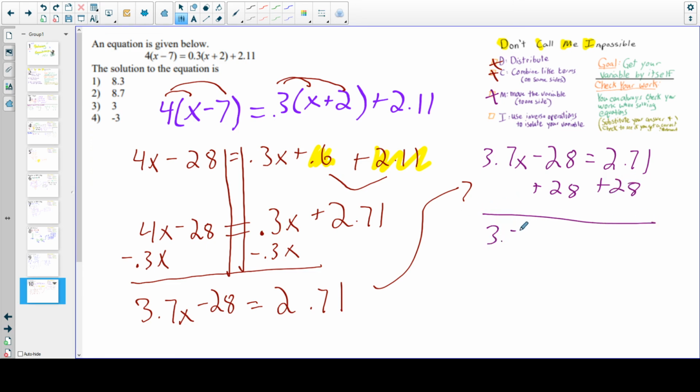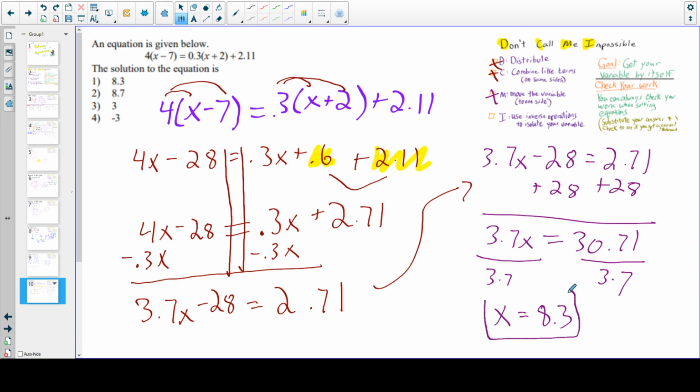We're left with 3.7x equals 28 plus 2.71, 8, 9, 10. That's 30.71. Now, I got to get x by itself, so I'm going to divide both sides by 3.7. And you're left with x equals, let's see, 30.71 divided by 3.7. And that gets me 8.3. Now again, check your work. Use your calculator. Substitute 8.3 back into your equation and see if this is the correct answer.